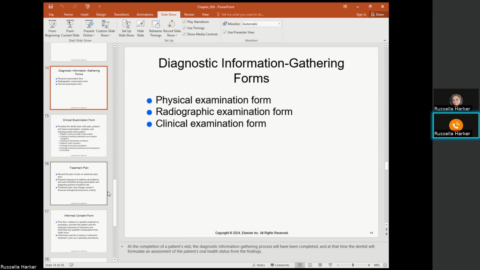The clinical examination form and recall examination form is the most detailed document in the dental record. This form provides the dental team with past, present, and future examination data, analytics, and charting needs for the patient. It's completed for every new patient of the practice and is updated at every appointment, including recall appointments with the dental hygienist.